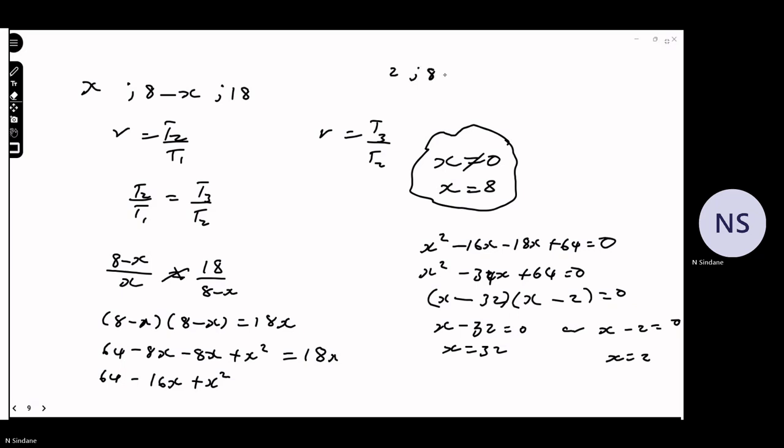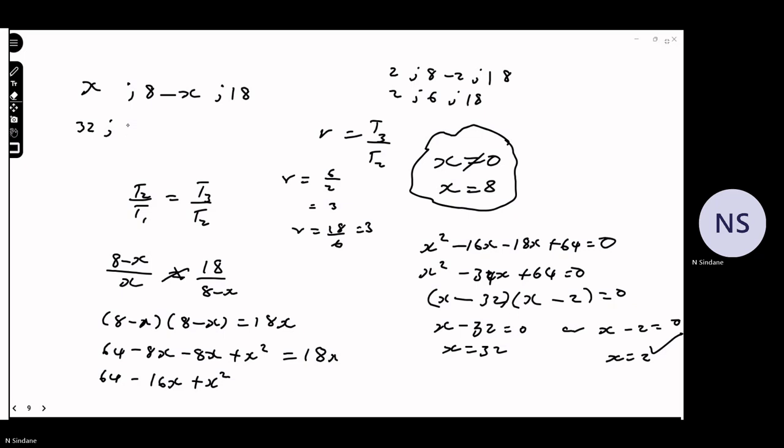Now let's substitute both of them. We'll have 2, 8 minus 2, 18. This is 2, 6, 18. If I say r is equal to 6 over 2, this gives me 3. If I say r is equal to 18 over 6, this gives me 3. That is a geometric pattern, meaning this first one is correct. Let's check the second one.